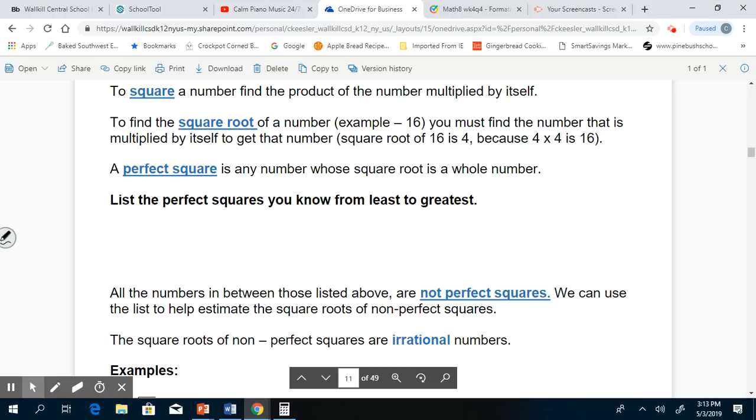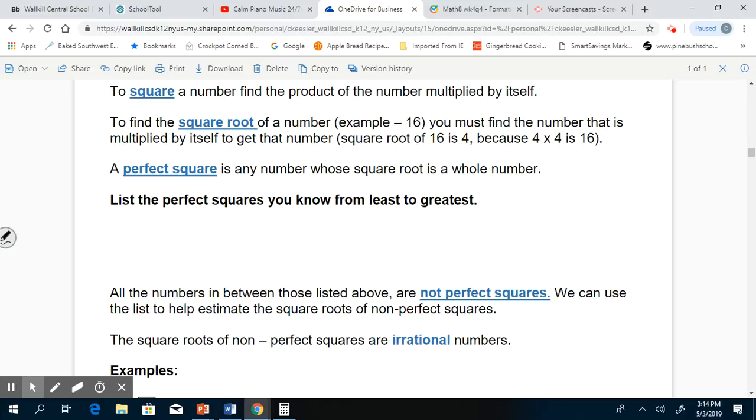Today you're going to be learning all about square roots. To square a number, you find the product of that number multiplied by itself. So you've done that before. You know that squaring just means multiply it by itself. So the square of 2 is 2 times 2, which is 4. The square of 8 is 8 times 8, which is 64. The square of 10 is 10 times 10, which is 100.